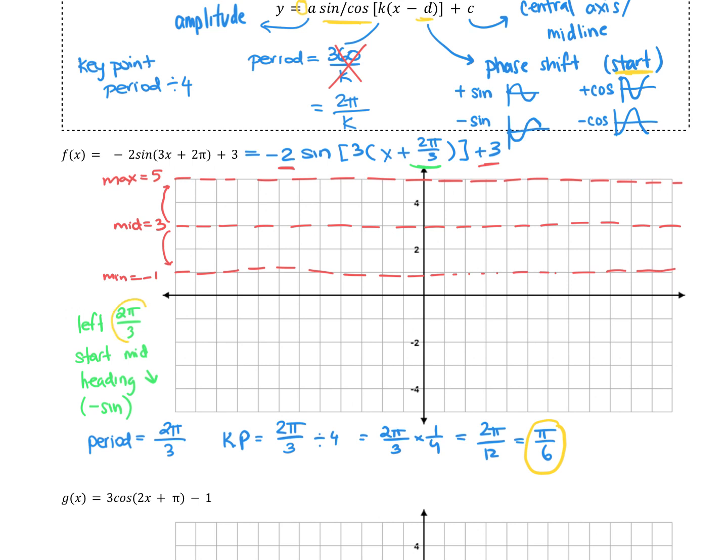And I also need to be able to shift left 2 pi over 3. The best scale is going to come from a common denominator between the 3 in your phase shift and the 6 in your key point. So between 3 and 6, a common denominator is 6. A scale of pi over 6 would be ideal. So I'm going to go ahead and label that. One box is pi over 6. My second box, we're just adding on another pi over 6. That would be 2 pi over 6, which we can, of course, reduce to pi over 3.